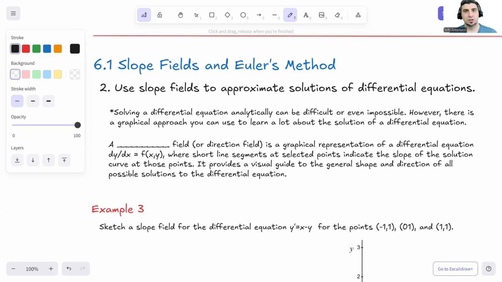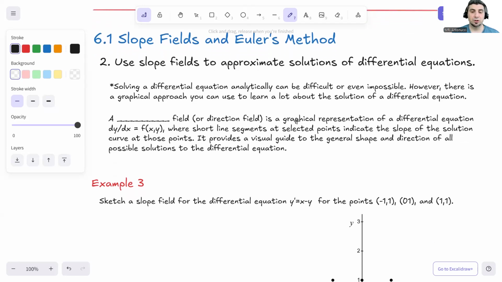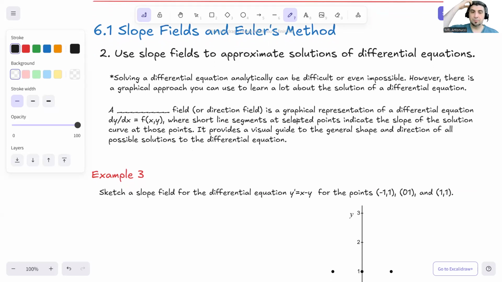In this second video, we're going to talk about how to use slope fields to approximate solutions to differential equations. Lots of times, differential equations can be difficult or even impossible to solve, but there is a graphical approach referred to as slope fields that you can use to learn a lot about the solution. That's our key word here: a slope field, or sometimes a direction field.